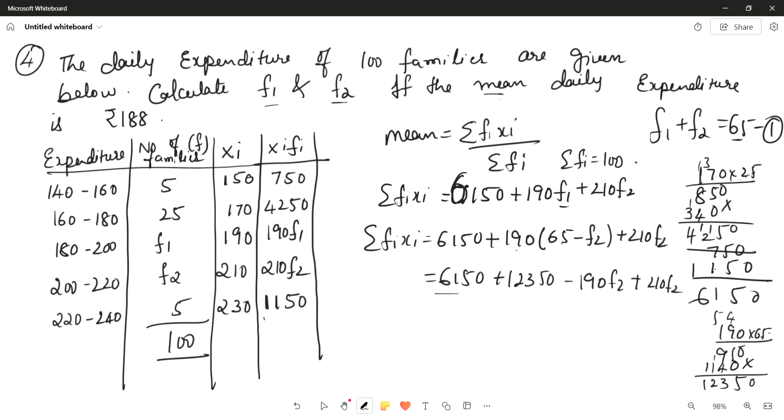Okay. Add these two now. 12350 plus 6150, that is 18,500. And here, listen here, F2 is the same variable, so just the coefficients you subtract. 210 minus 190, it is 20. So plus 20 into F2. This is sigma fi into xi. Now substitute that into the mean, you will get the F2.